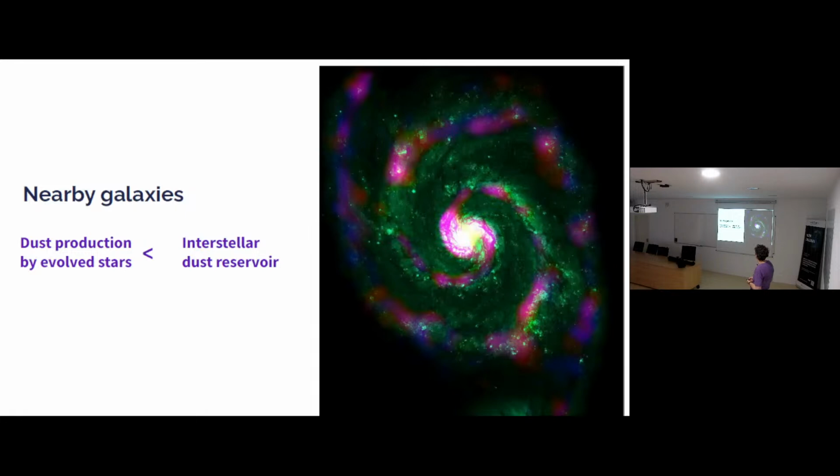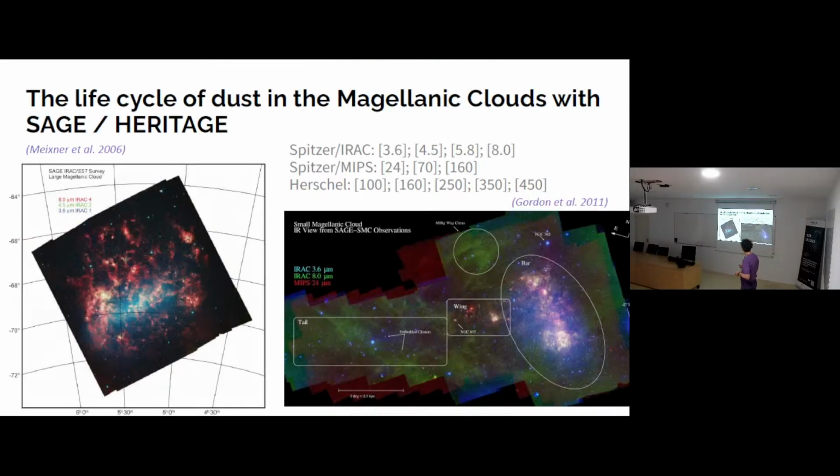So for nearby galaxies, in this next section, I will already foreshadow that what we will find is that the dust production coming from evolved stars is smaller than the amount of dust that we find in the interstellar medium. I'll illustrate this with the LMC, but we actually see this in a larger range of galaxies. But the LMC is such a nice laboratory to do this in.